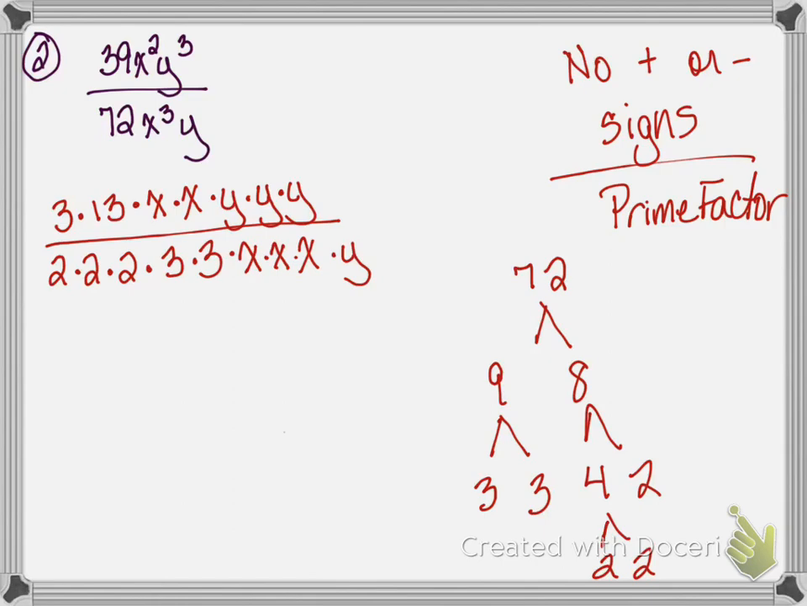So I can cancel out a 3 on top and a 3 on bottom. I have 2 x's on top and 2 x's on the bottom. And then I have a y on top and a y on the bottom. So my final answer here is going to be 13y squared over 2 times 2 is 4, times 2 again is 8, times 3 is 24. And then I have an x right here. That's my final answer for number 2.